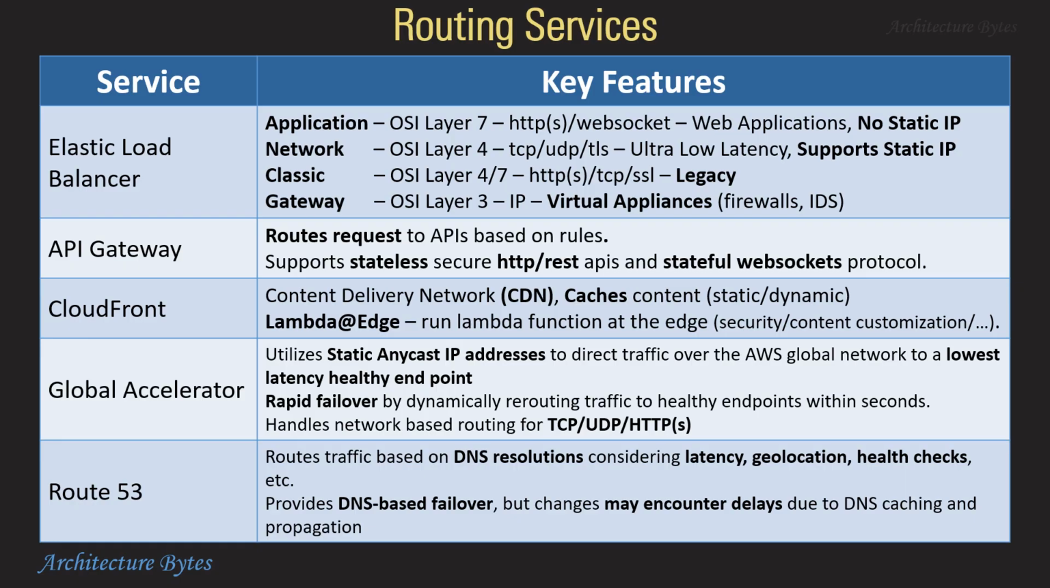API gateway is a service that can route requests to APIs based on rules. CloudFront is a content delivery network that can cache content at edge locations. Global Accelerator utilizes static anycast IP address to direct traffic over AWS global network to a healthy endpoint. Route 53 routes traffic based on DNS resolutions and provides DNS-based failover.